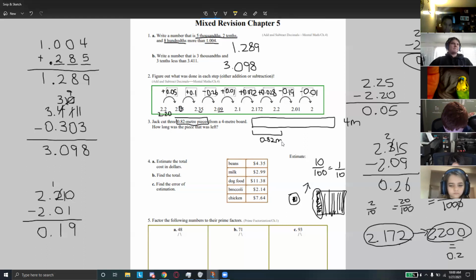82 hundredths meter piece. That's a decimal. Another, these should be a little bit tinier. Maybe like that. 1 82 hundredths meter piece, a second 82 hundredths meter piece, and a final 82 hundredths meter piece. So I'm cutting a total of 3 82 hundredths meter pieces.